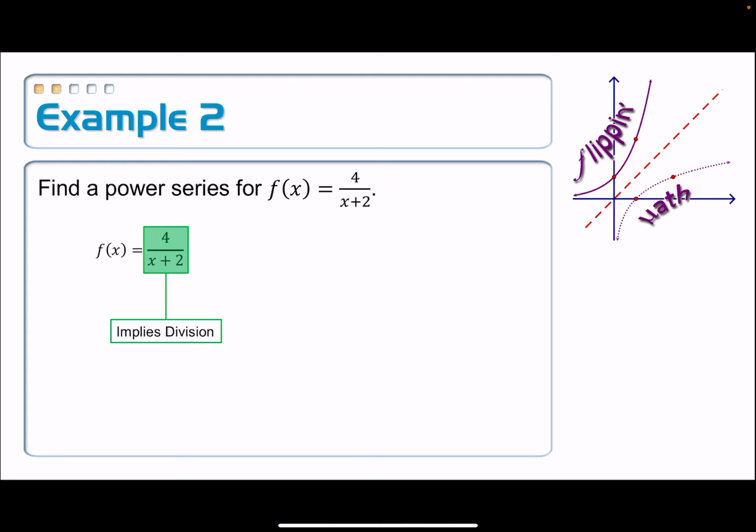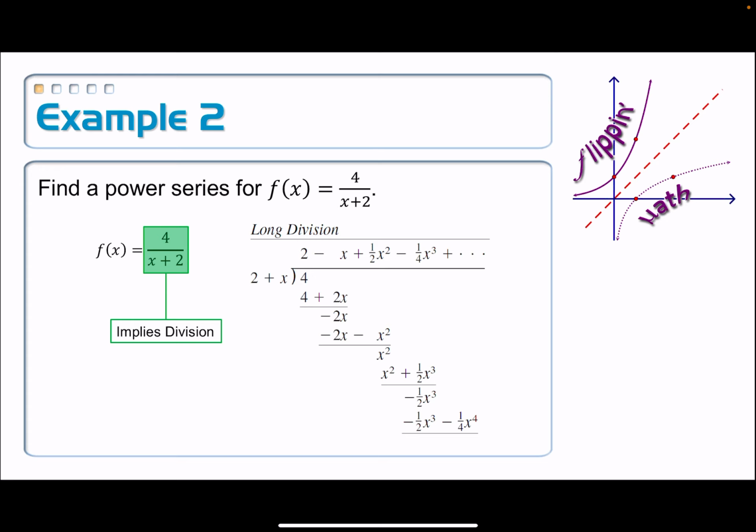Doesn't this thing right here mean division? You got 4 divided by x plus 2. So let's do a little bit of long division on it. So long division, x plus 2 goes outside of the house and 4 goes inside of the house. It would look like this. And notice that when you do the polynomial long division, you get the same exact series that we got by that long tedious method that we just used.